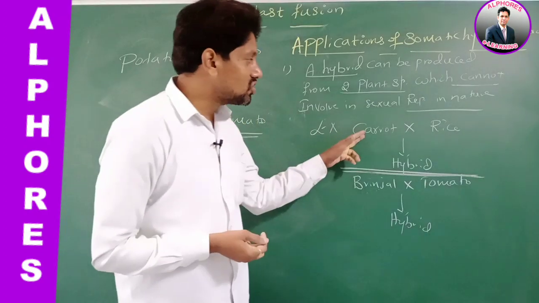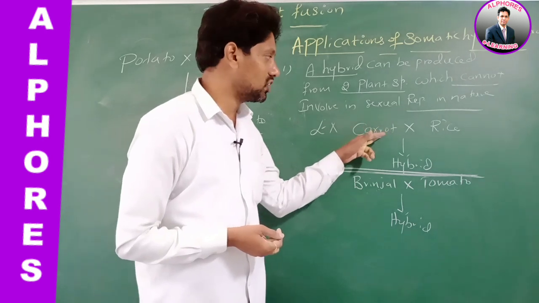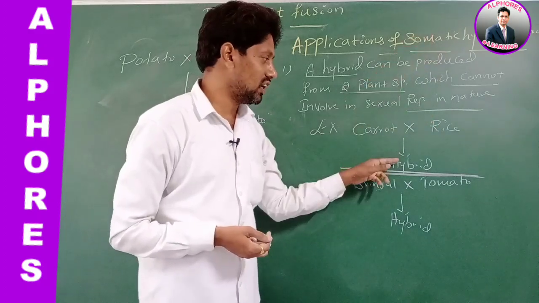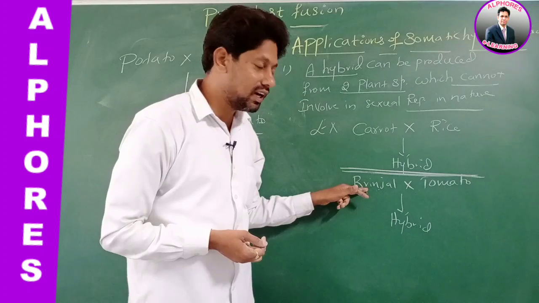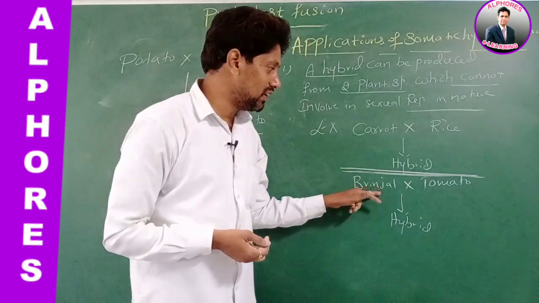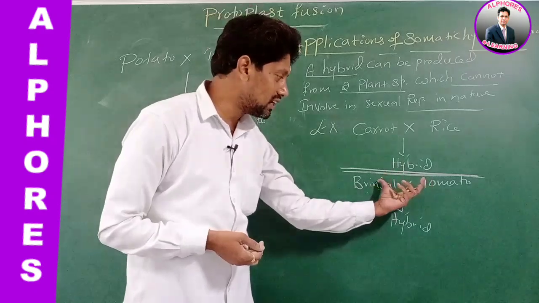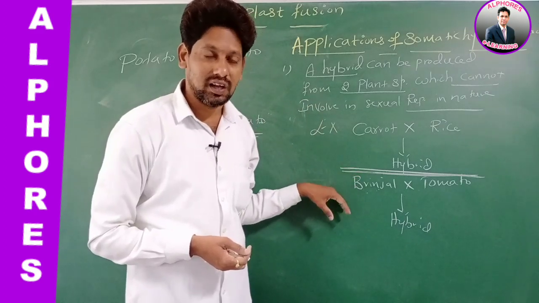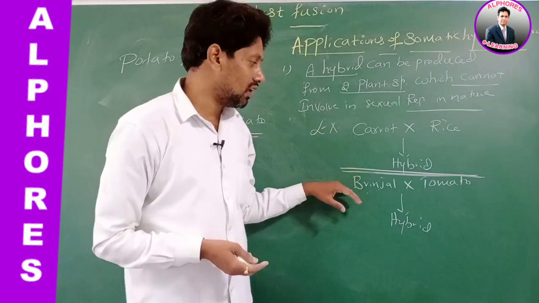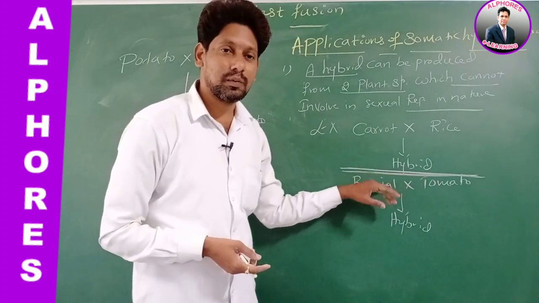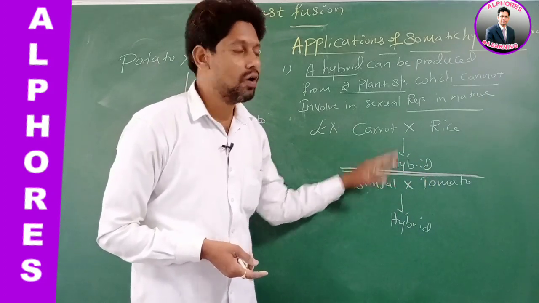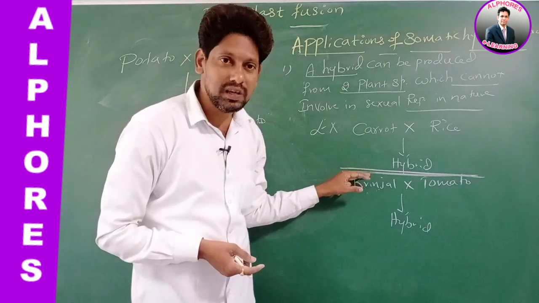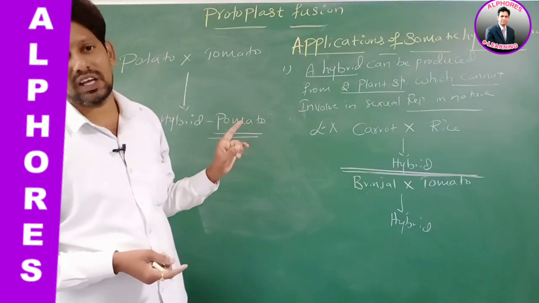Therefore, see, in nature, no possibility of sexual reproduction between carrot and rice. In such case also, by somatic hybridization, hybrid is produced. No possibility of sexual reproduction between brinjal and tomato in nature. In this case also, hybrid is produced by somatic hybridization. Therefore, even though sexual reproduction is not possible between two different plant species in nature, in such cases also, by somatic hybridization, hybrids can be produced. Right?